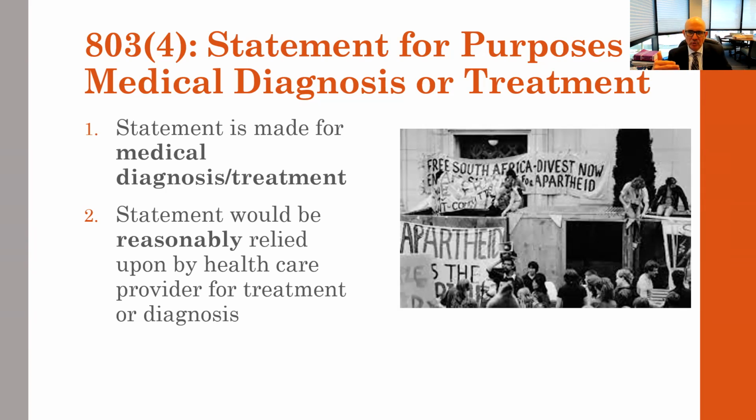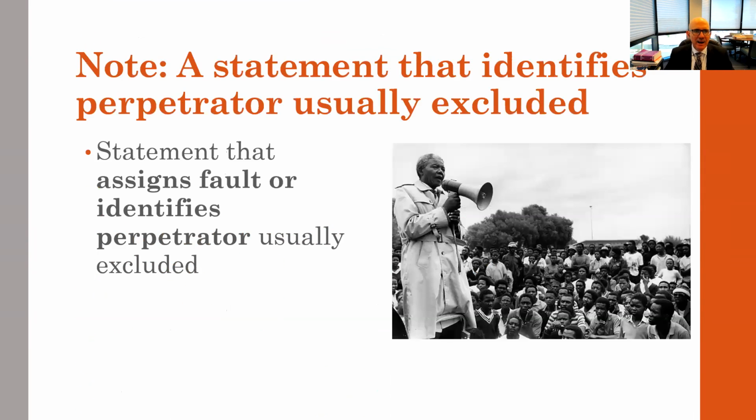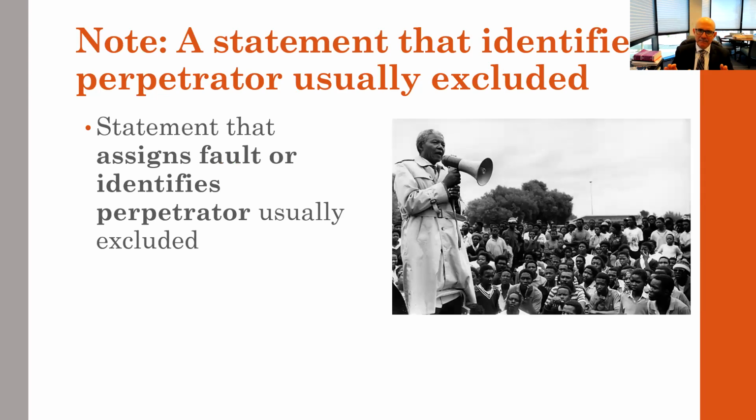However, prosecutors often want to bring in this sort of statement to tie it in to identification, the identification of our client, the identification of the defendant. And that is improper. A statement that identifies the perpetrator is usually excluded under the rules. A statement that assigns fault or identifies a perpetrator is usually excluded under this rule. So a statement, I was shot.